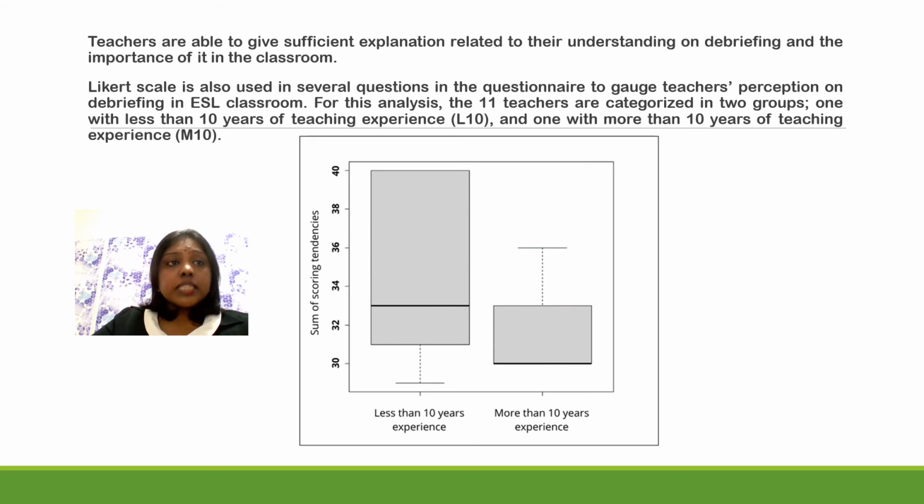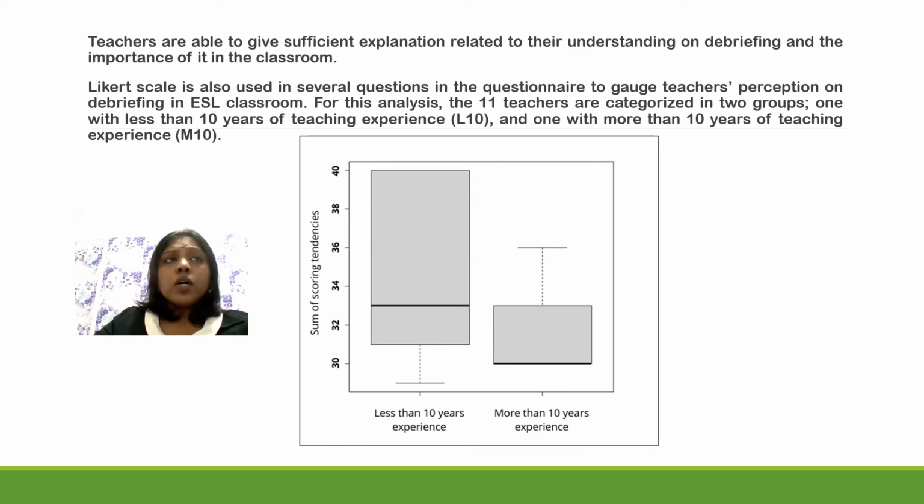From the box plot, we can see that teachers in L10 have the tendency to score higher than the teachers in M10. The black line that runs through the middle of the box shows the median score of both groups, L10 33, M10 30. Meanwhile, the average score for L10 is 34.86, while M10 has an average of 31.5. The p-value for the Wilcoxon rank sum test is not significant, at 0.3288.